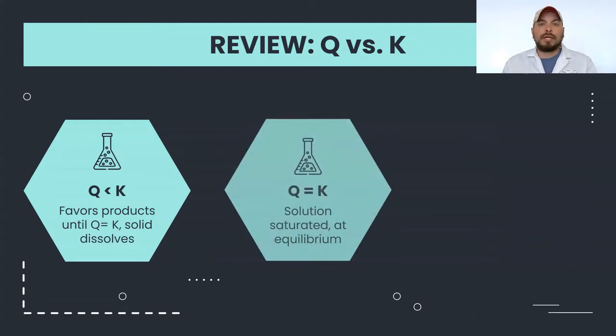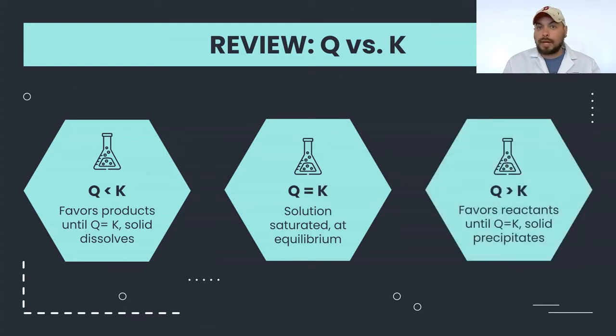If Q is equal to K, we are at equilibrium. So there's no net formation of a precipitate. And then when Q is greater than K, we're shifting our entire process to favor the reactants, which is the solid. So when Q is greater than K, we are in fact going to form a precipitate. So this is the Q versus K comparison that you're going to be required to make during problems like this.